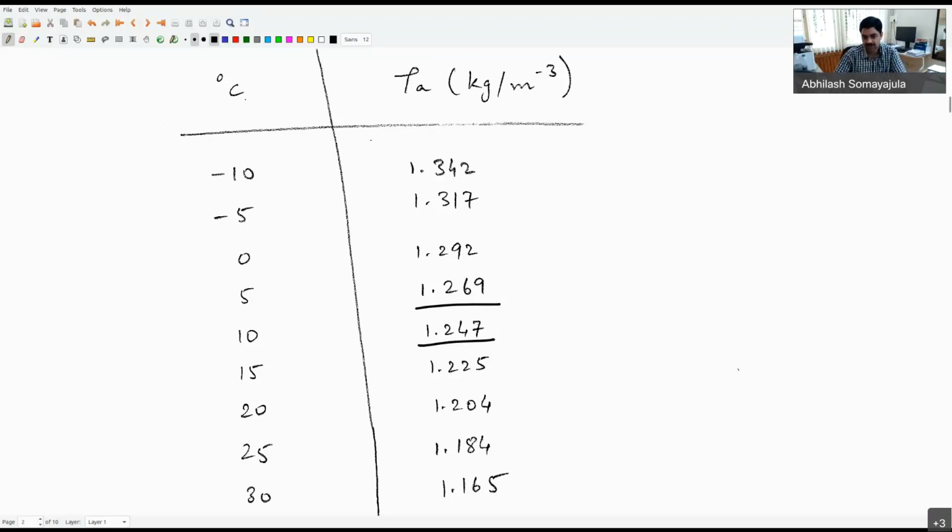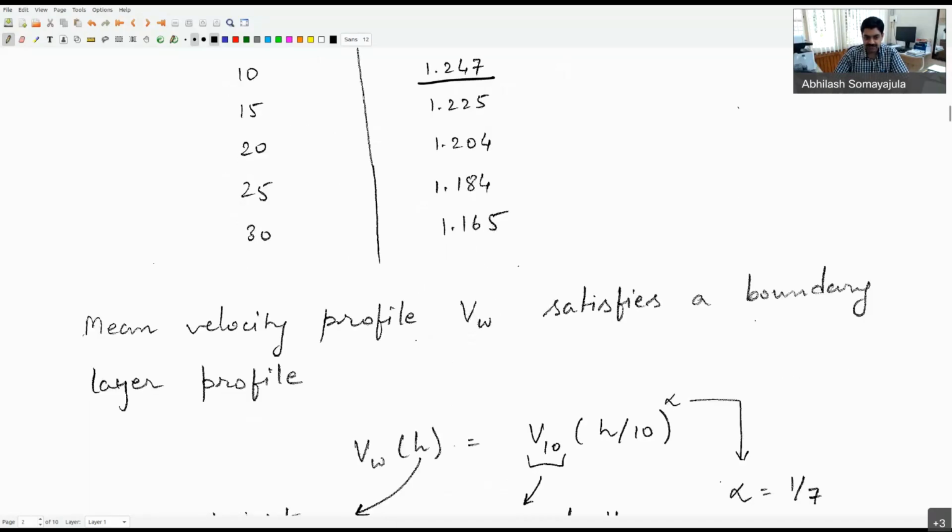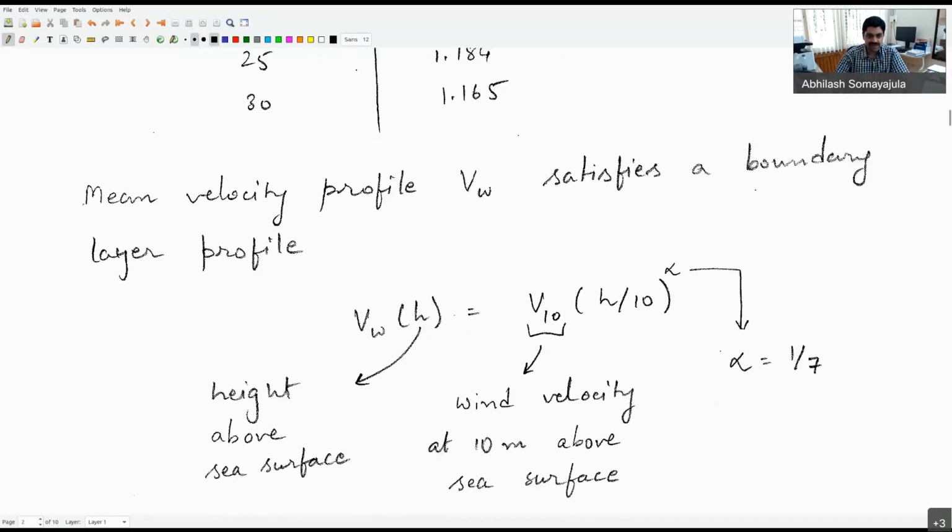Because any gas, when you apply more temperature or heat to it, expands. So the same amount of mass now occupies more volume. That's why the density decreases. All right. Okay, so the mean profile.